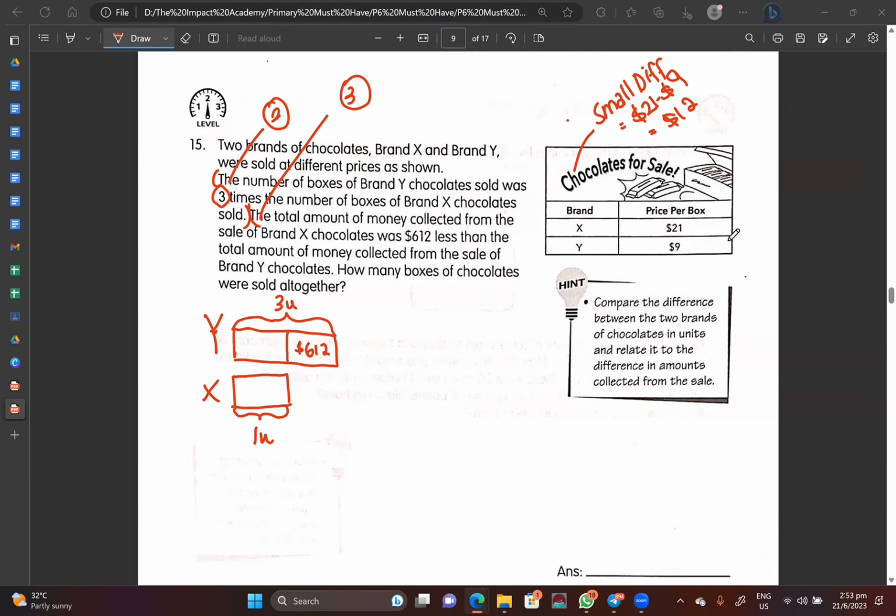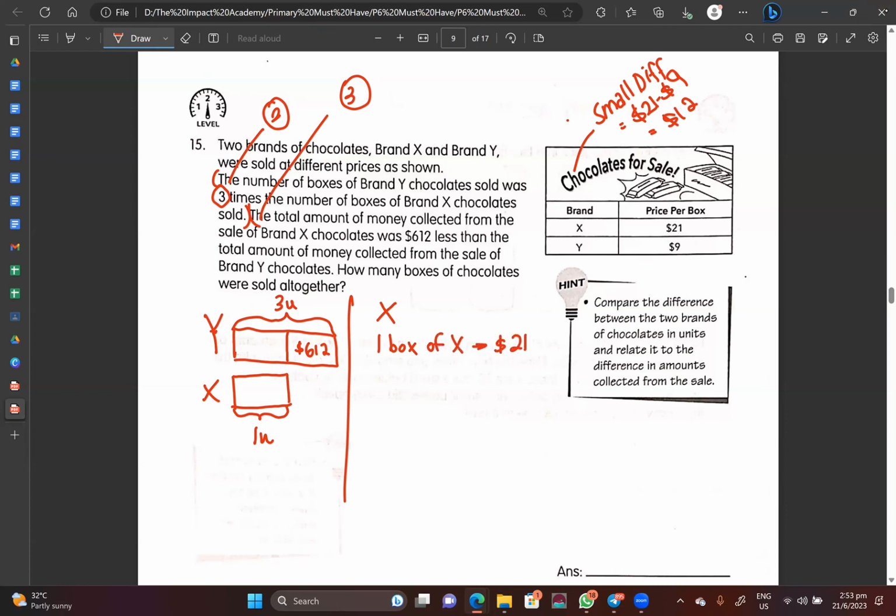Now, so once I'm here, I realize that I do not know the total. Unlike the earlier questions whereby I know the total, I can minus away 612, I can divide by 2, I can find out what is this over here, what is this over here, correct? But unfortunately, I can't do that, correct? But what I know for sure is this: for X itself, one box of X is actually equal to $21.